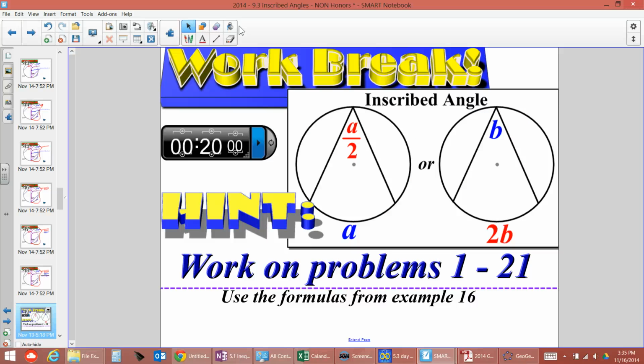Okay, that should help you with problems 1 through 21. It's the same kind of process. If you got that in your notes, you may have had to pause at various times throughout the example to fill it in. But hopefully you got it filled in. Rewind, play it again if you have to. But now you should be able to do problems 1 through 21.